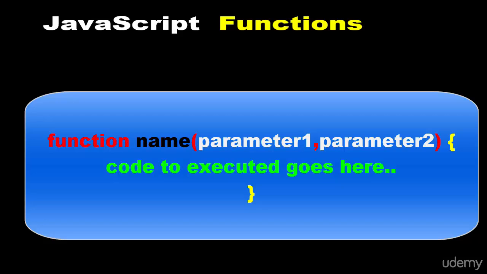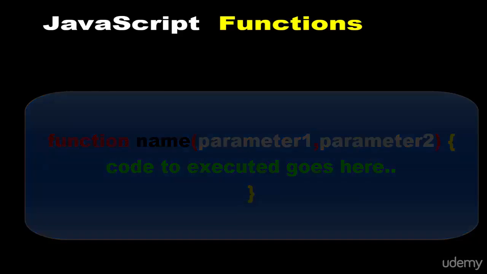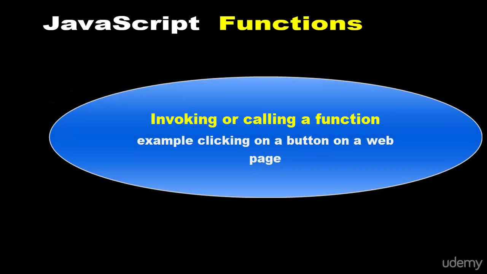Function invocation, or when you call a function, means something happens that will make the function perform a task. For example, when you click on a button on a website, you are invoking a function. Something happens in response to that click. It's called a click event, but it is driven by a function.